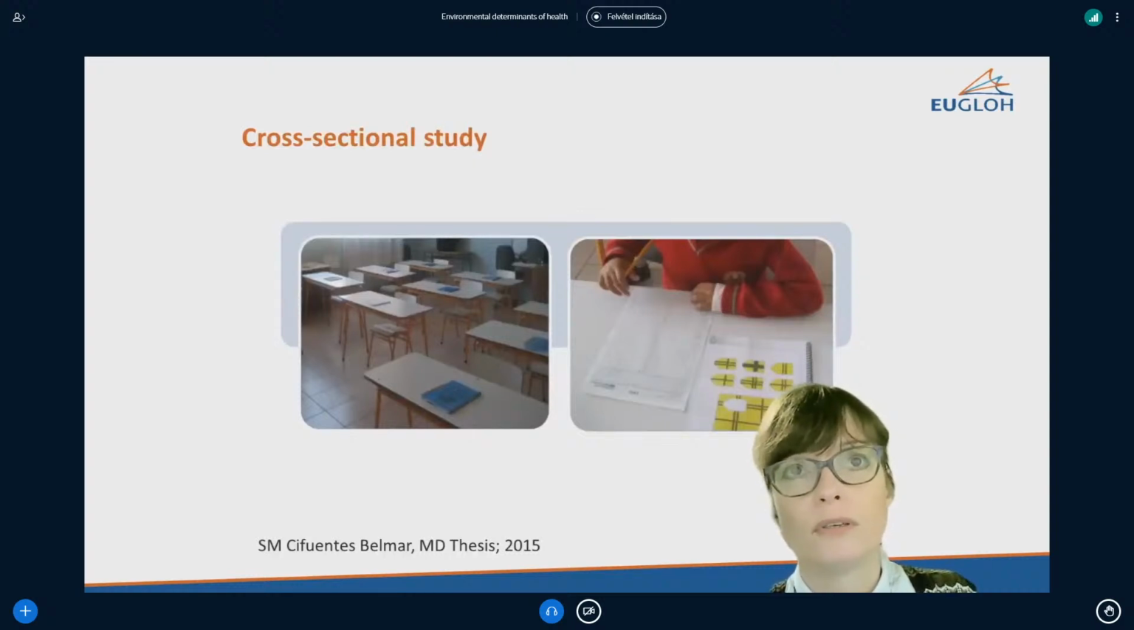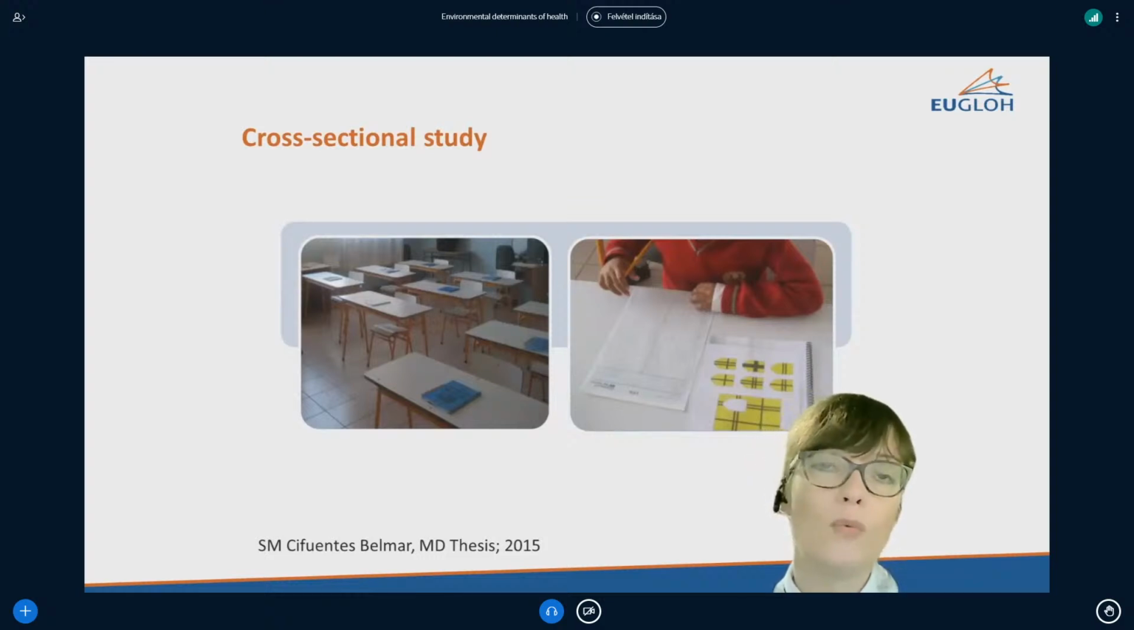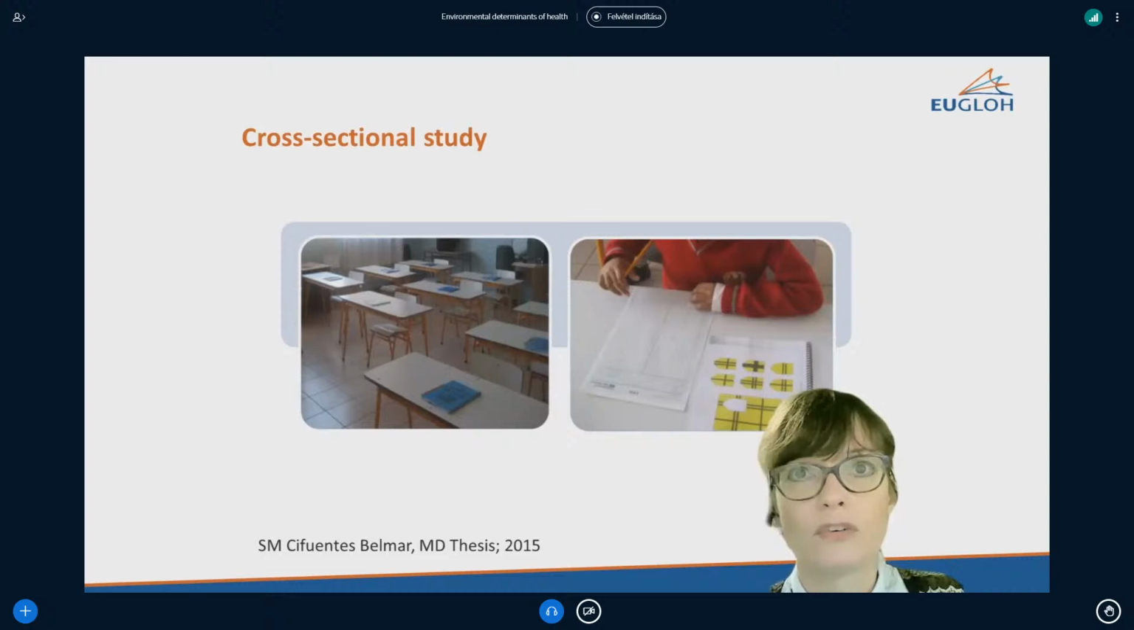So therefore, together with the mayor of the city, the schools, and this very active community group, we decided to do a cross-sectional study in the 2 public schools of the community, aiming at studying the association between distance to the industrial mines and respiratory symptoms of the children, and mercury exposure and neuromotor skills of the same children.